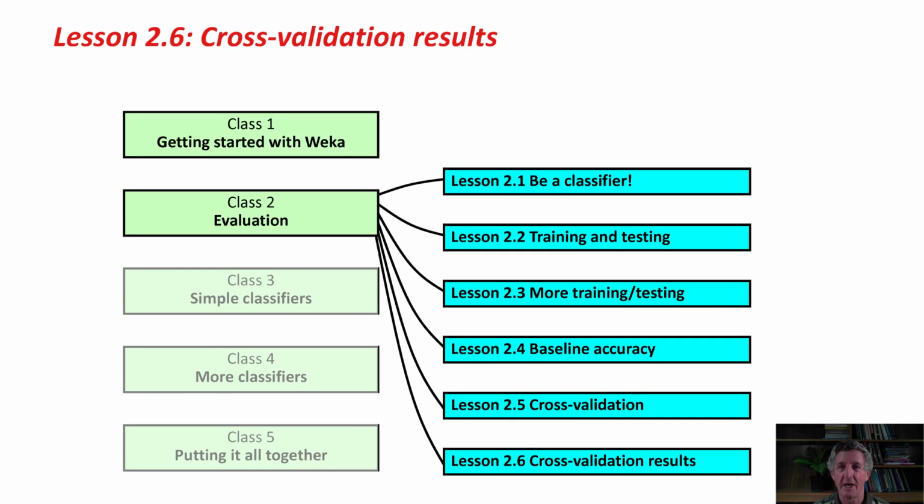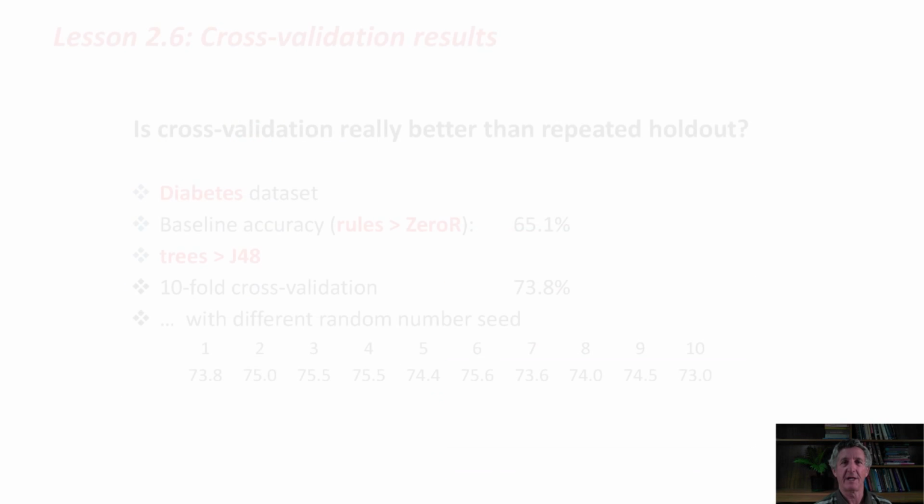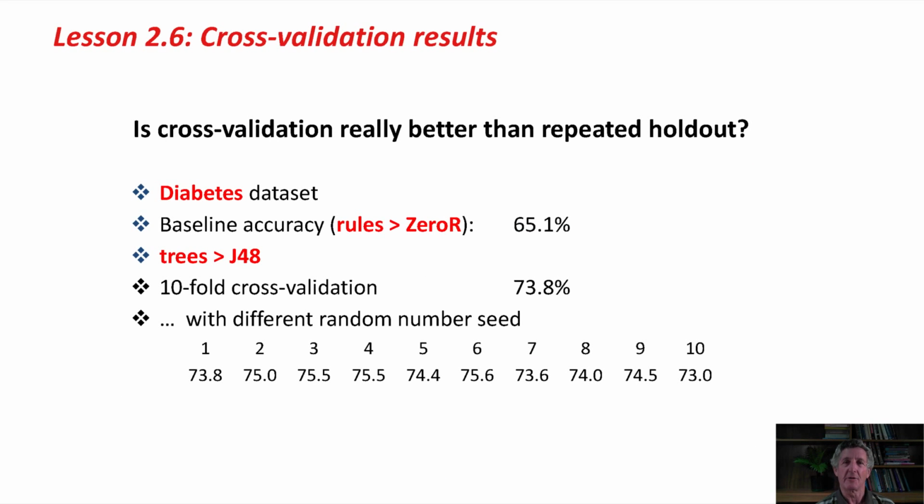We're here to talk about lesson 2.6, which is about cross-validation results. So we learned about cross-validation in the last lesson, and I said that cross-validation was a better way of evaluating your machine learning algorithm, evaluating your classifier, than repeated holdout, than repeating the holdout method. Cross-validation does things 10 times. You can use holdouts to do things 10 times, but cross-validation is a better way of doing things. So let's just do a little experiment here.